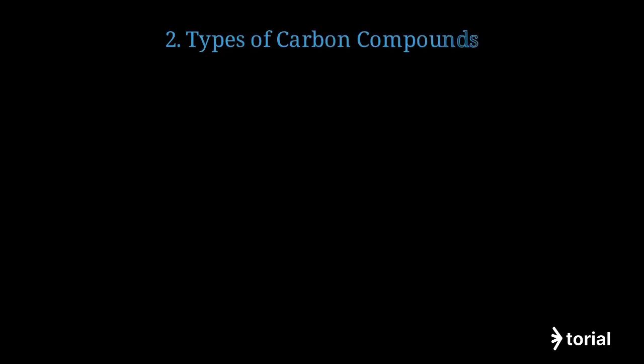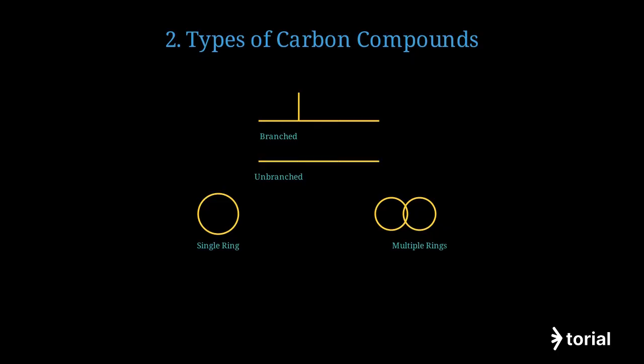Carbon compounds come in 4 main structural types. Carbon compounds exist as branched chains, unbranched chains, single rings, and multiple ring structures.